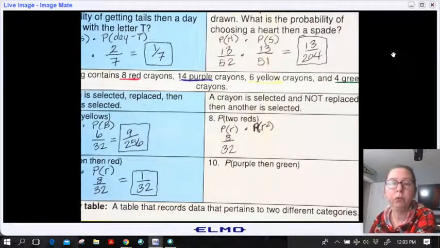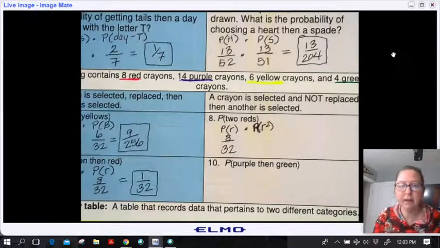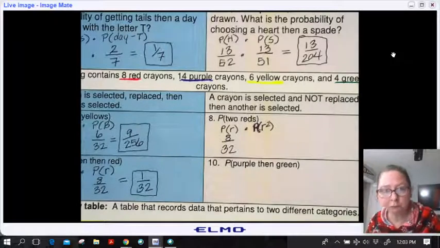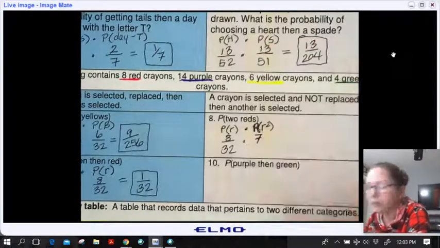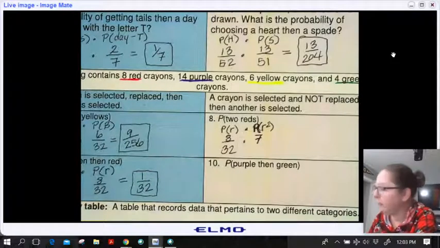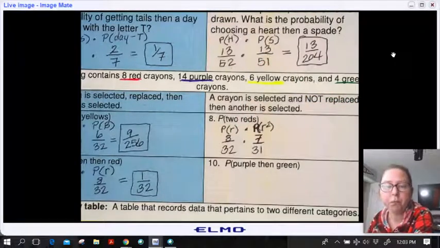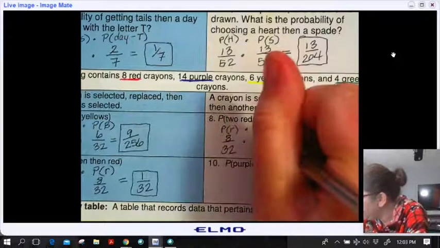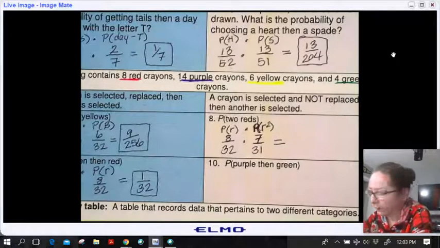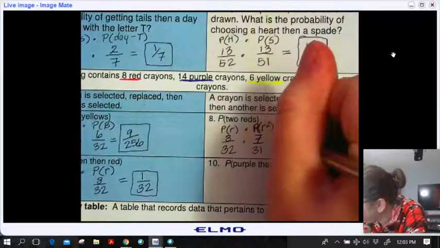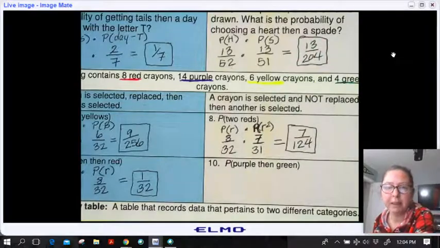So let's assume I picked a crayon and it was red. And now I'm going to keep it out of the bag and set it aside. How many red crayons are left in the bag? Well, now there's not 8 anymore. There should only be 7 left in the bag. And also because I kept it out, there's no longer 32 crayons. There's only 31 of them. So now let's simplify this and get our answer. I get 7 out of 124. So that is my probability.